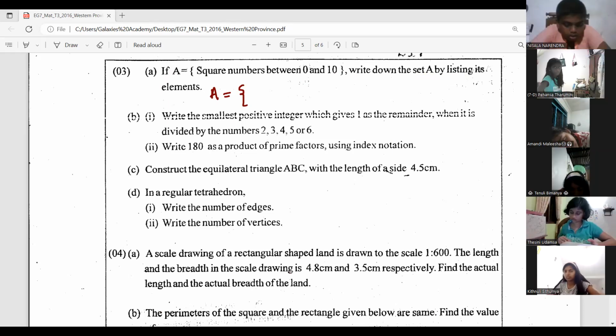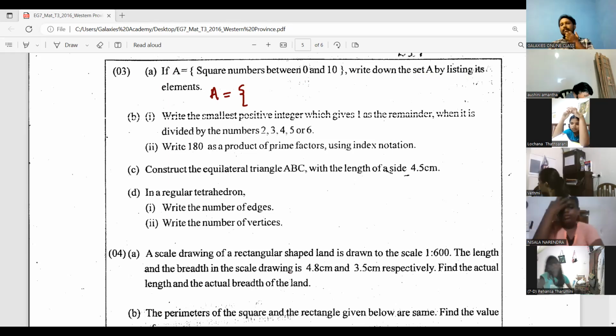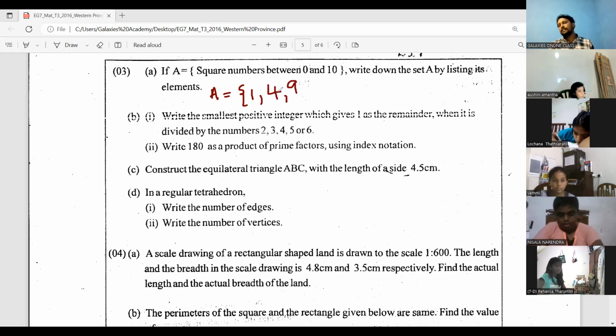Every element can be written only once. And between two elements you have to put a comma. Right, square numbers between 0 and 10. What are the square numbers between 0 and 10? 1 times 1, 1. 2 times 2, 4. 3 times 3, 9. The next one is 16. It does not belong to this set. So there are 3 elements in this set.